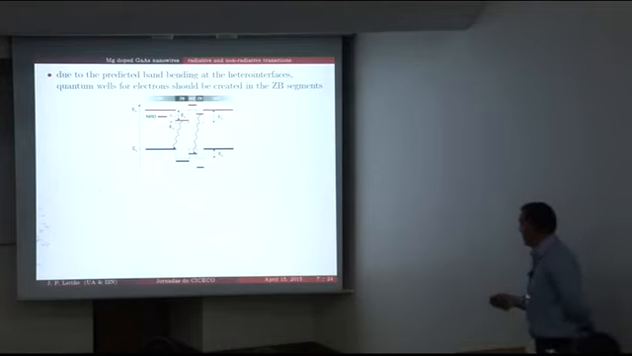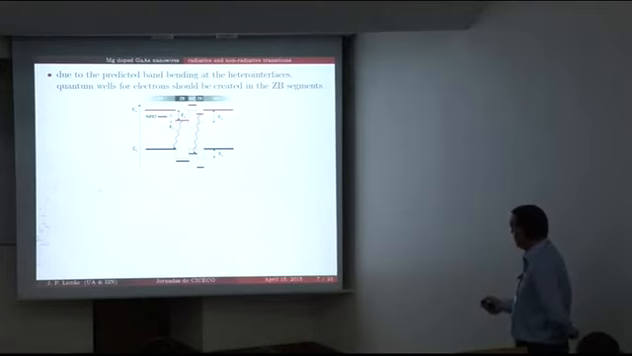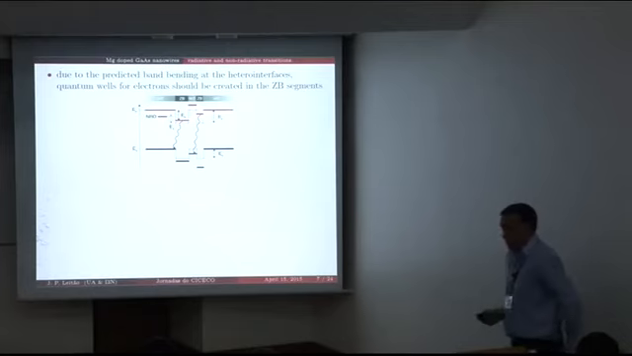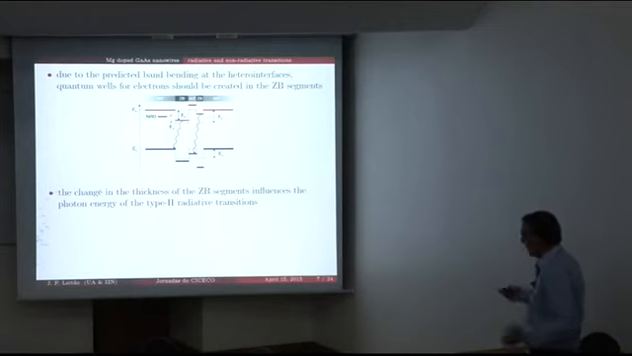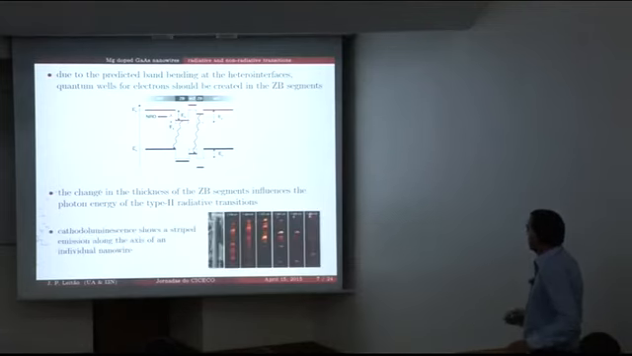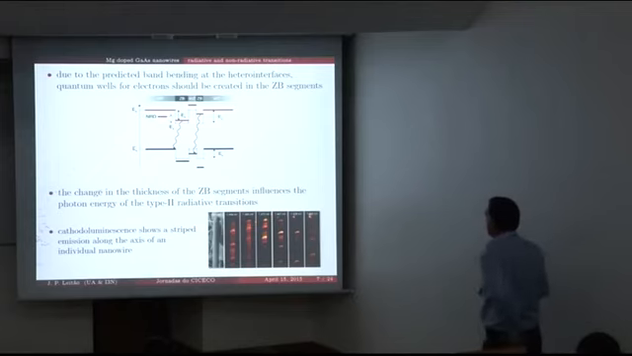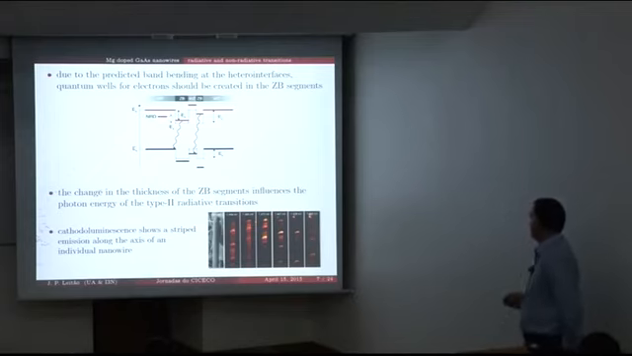From this structural characterization, we predict a band bending at the heterointerface, in which we should have quantum wells for electrons, as shown here. If the thickness of these quantum wells changes, obviously the fundamental level for the electrons should also change, and that will have an influence on the energy and relative position that we will observe, for example, in photoluminescence measurements.